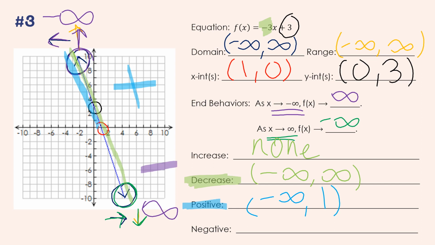All right, and we're going to keep going. We're going to start back at 1, and we're going to go until we hit infinity. So all that purple piece, that is all below the x-axis, so that makes it negative. Where is it negative? Well, we started at 1, and we continued until we hit infinity. So it is negative from 1 to infinity. Positive and negative will use that x-intercept. So that's why you see the 1s in the positive and negative intervals.